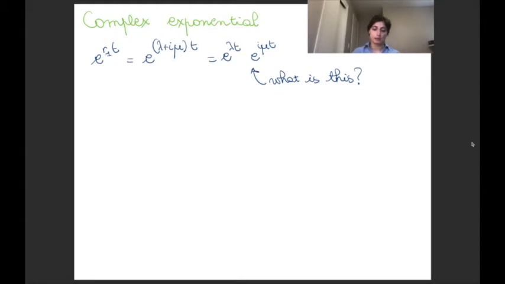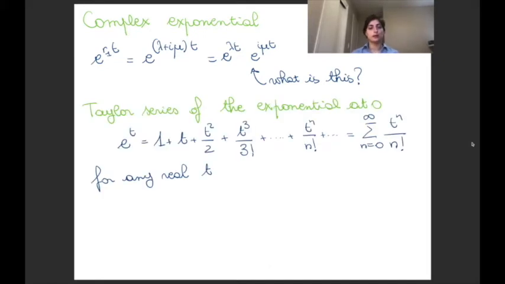Well, we can write it out and notice that e to the lambda t is multiplied by the exponential of i mu t. So we simplify the problem from having the exponential of a complex number to what is the exponential of an imaginary number. What is the exponential of i mu t? Well, let's first look at the Taylor series of the exponential.